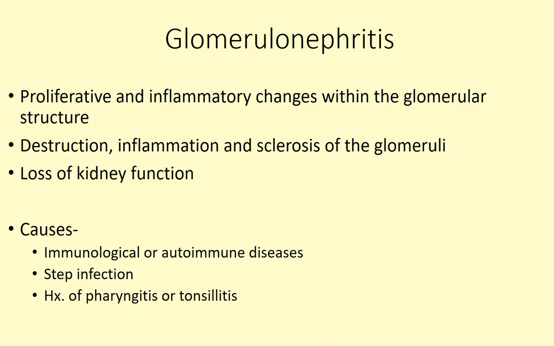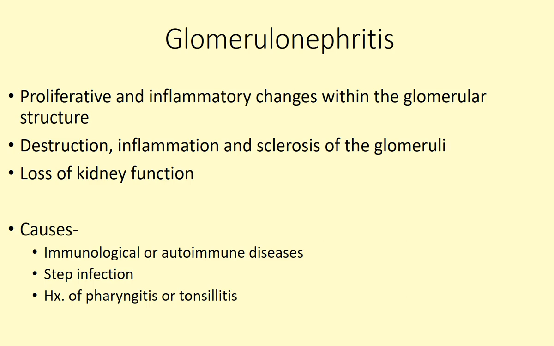The next disease process is glomerulonephritis. It's a proliferative and inflammatory change within the glomerular structure. Essentially, it's destruction. It's inflammation and sclerosis of the glomeruli. And essentially, you will have loss of kidney function. The cause is immunological, or it can also be autoimmune.